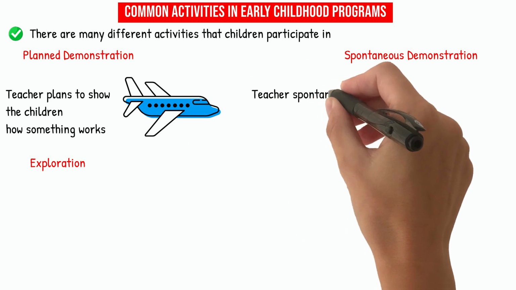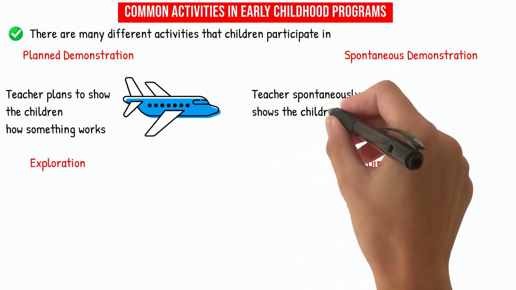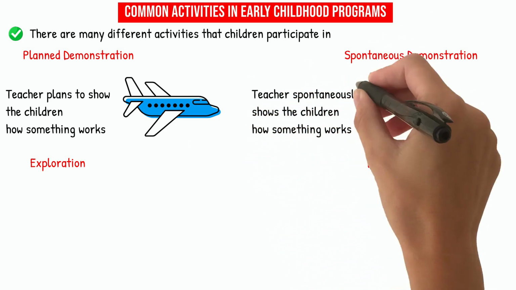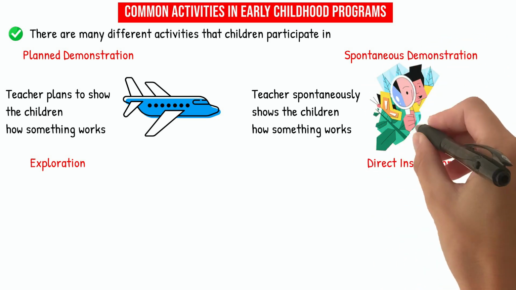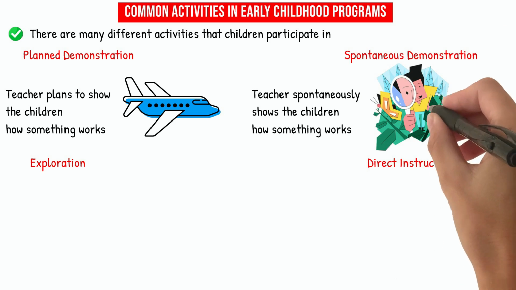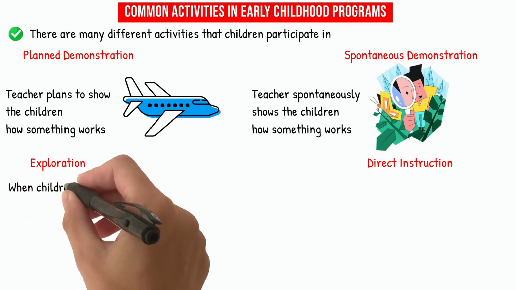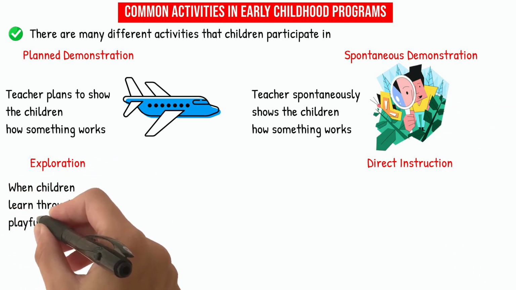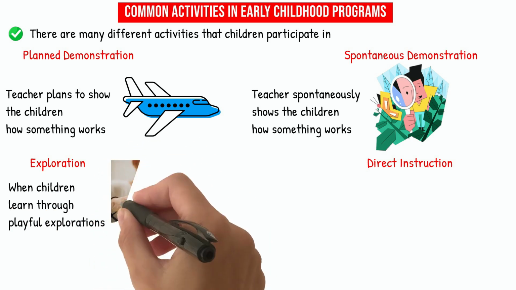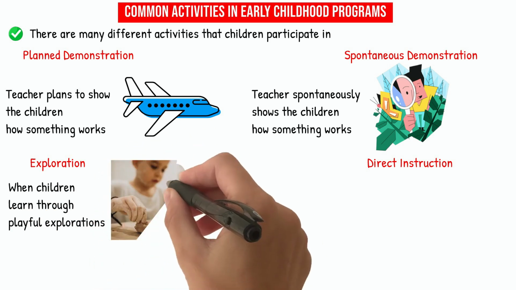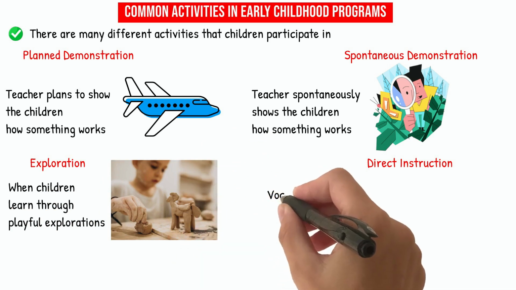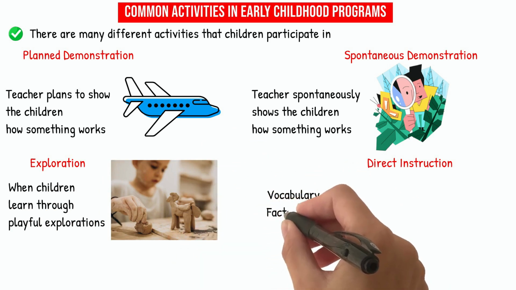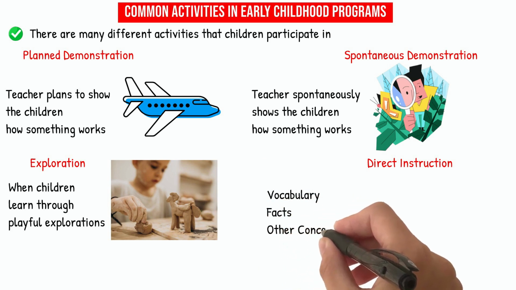Spontaneous demonstration is when the teacher spontaneously shows the children how something works. For example, if a child is curious about a butterfly, the teacher might catch a butterfly and show it to the children. Exploration is when children learn through playful explorations. For example, the children might be given a set of blocks to build with, or they might be given Play-Doh to mold and shape.